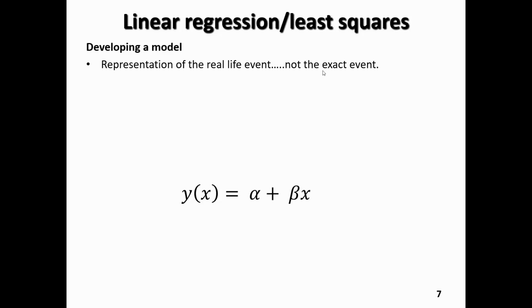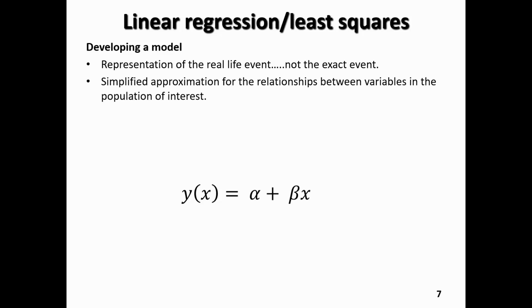It's not the actual exact event. In many instances, we don't actually have access to the real event or a particular population in terms of the data. And so we use small samples to help develop a replica, if you will, of that population or of that event. And so a model is just that. It's a simplified approximation for the relationships between variables in the population of interest.